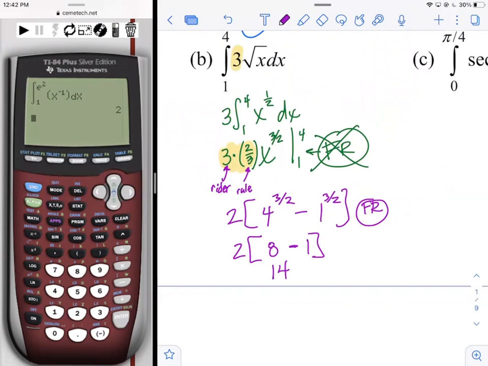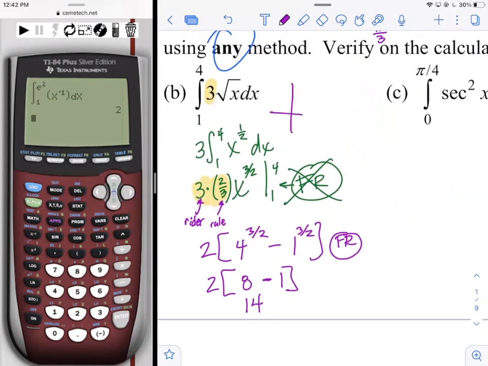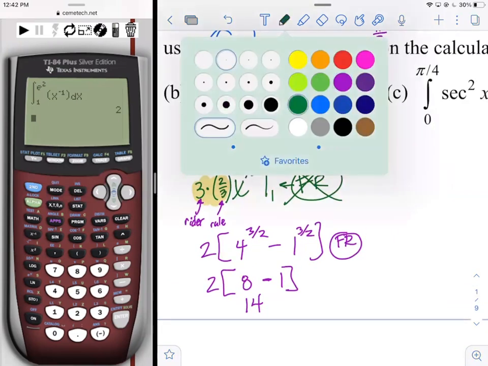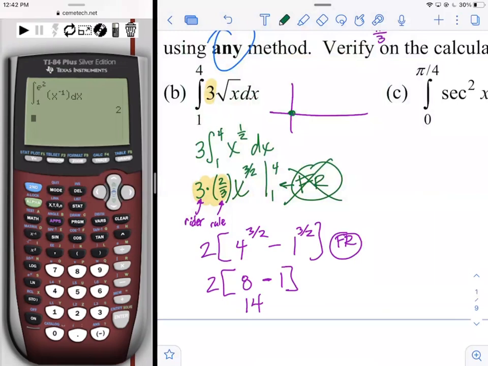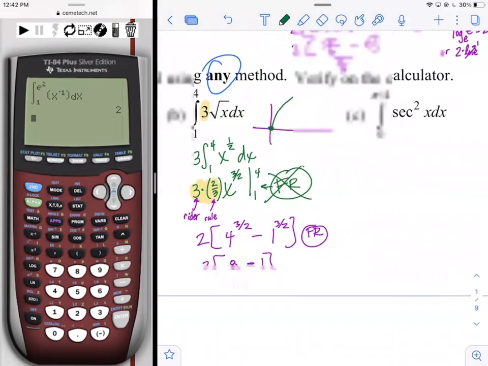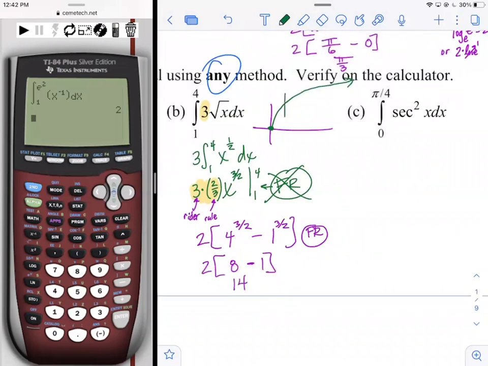Is that by default then also the area of the region? Every time? No. But is it in this case? I think it is, because 3 times the square root of x just takes the graph of the square root of x and vertically stretches it by a factor of 3. There's the integrand. And we're integrating from 1 to 4. So there you go. It does represent the area.